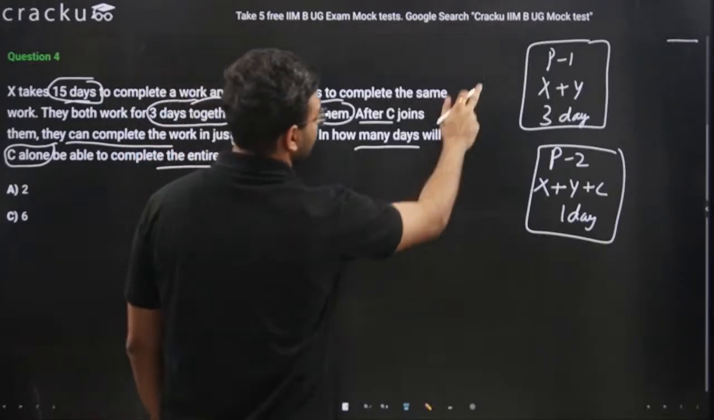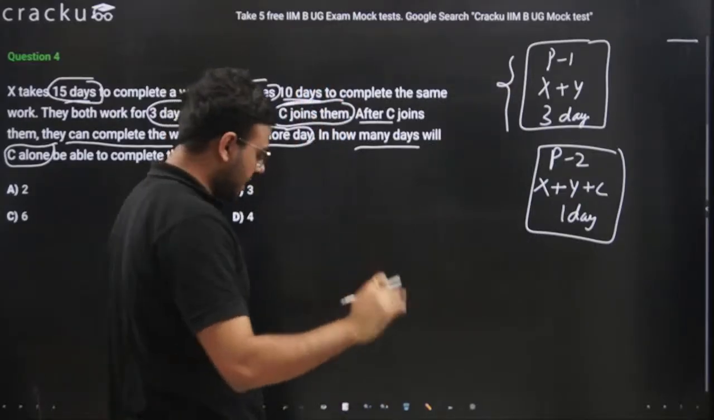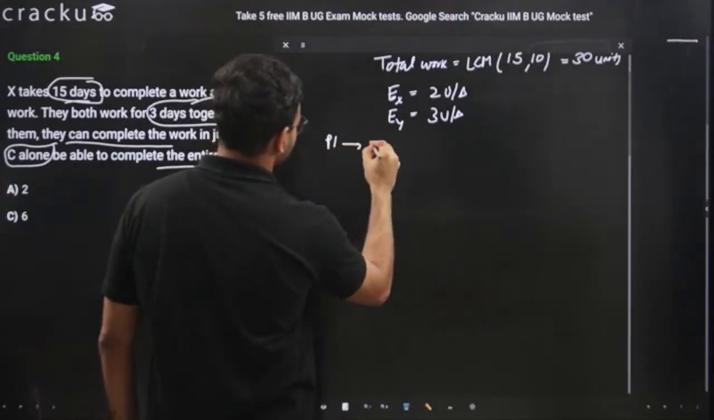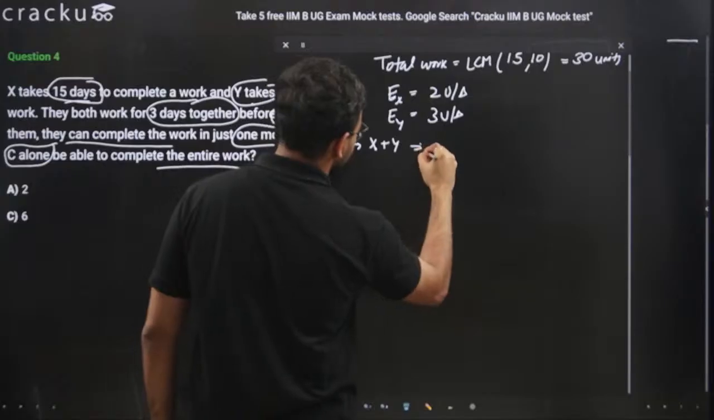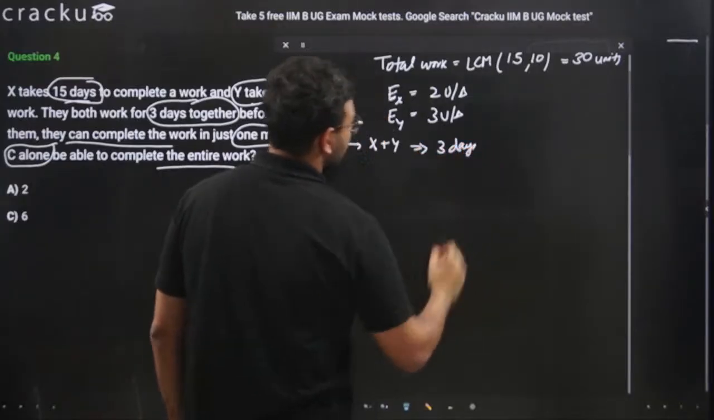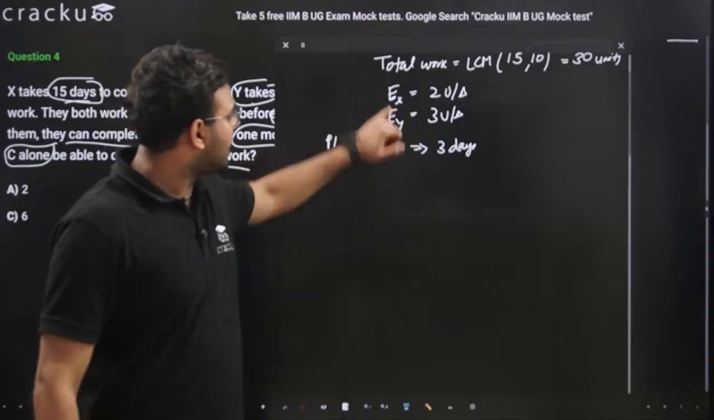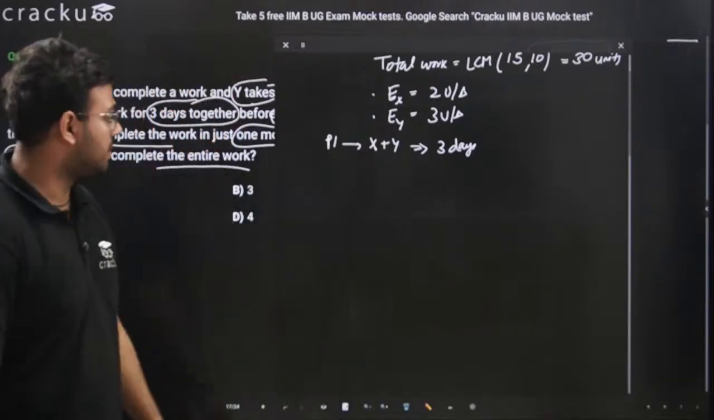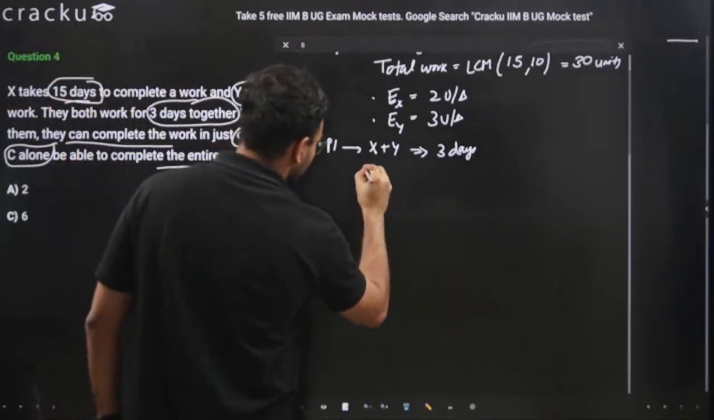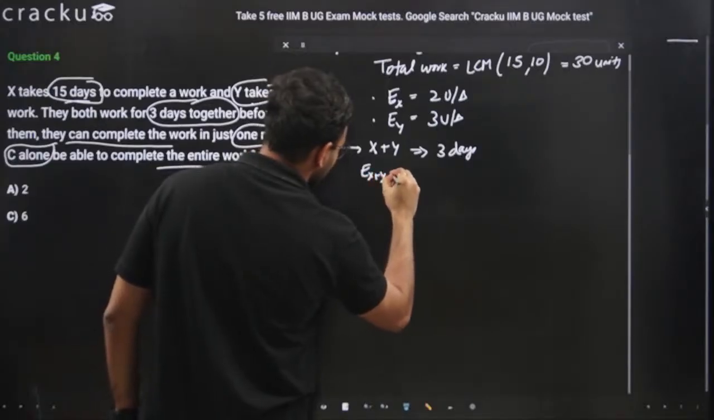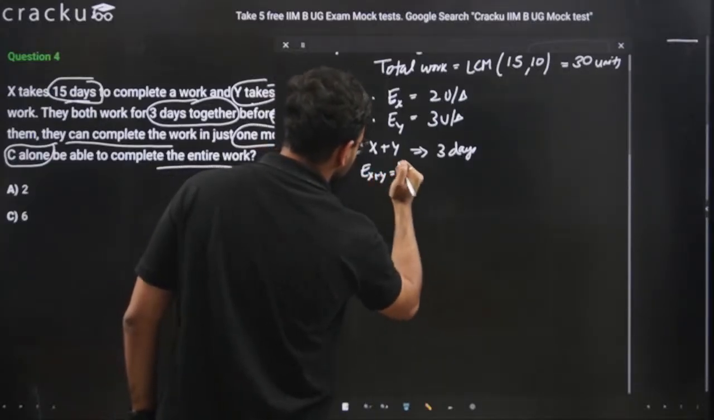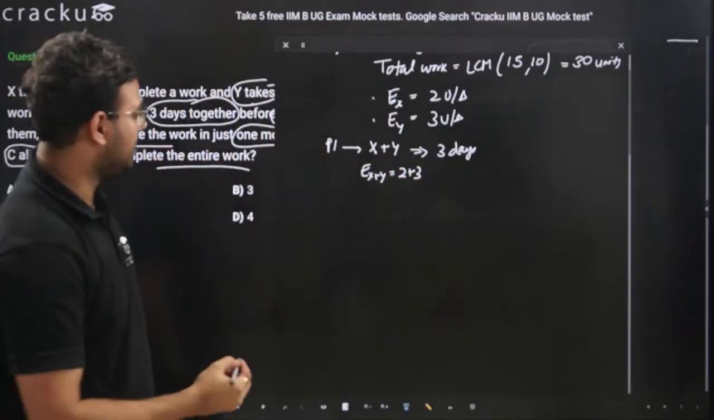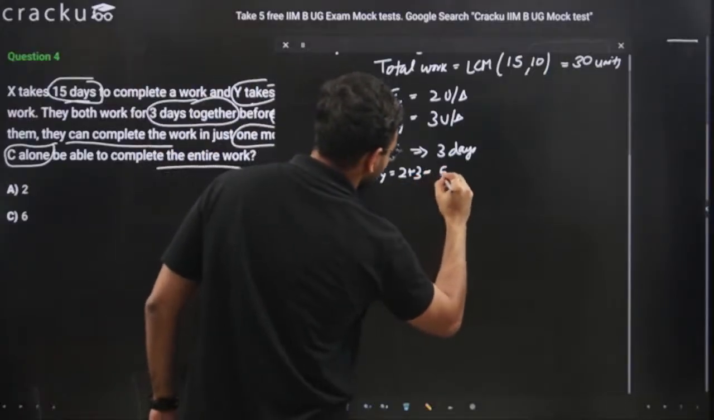Now what is given? In phase 1, X and Y both of them are working for 3 days. So what will be the combined efficiency? X is working at an efficiency of 2 units per day. Y is working at an efficiency of 3 units per day. So the combined efficiency of X plus Y will be 2 plus 3, which is 5 units per day.